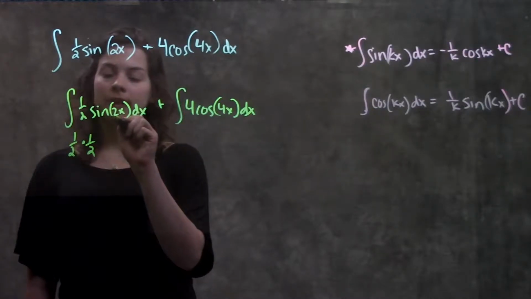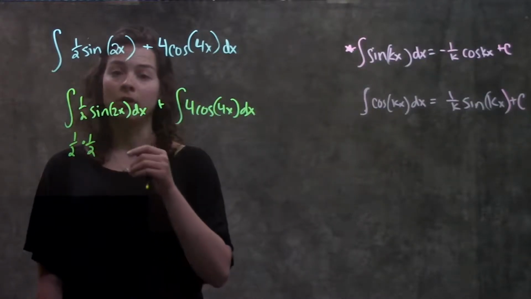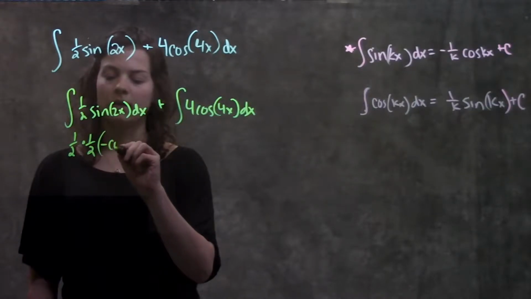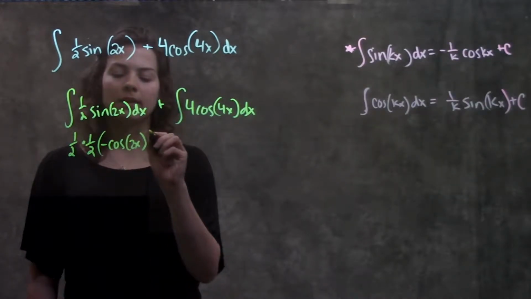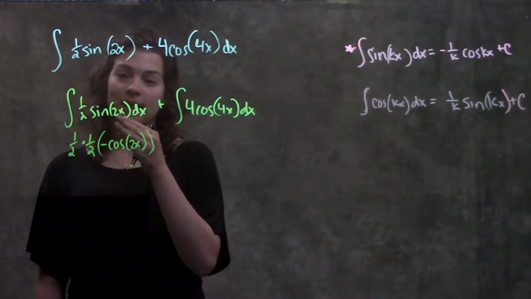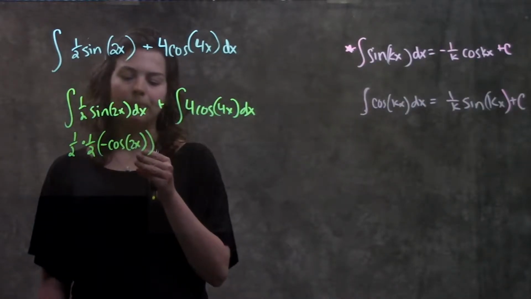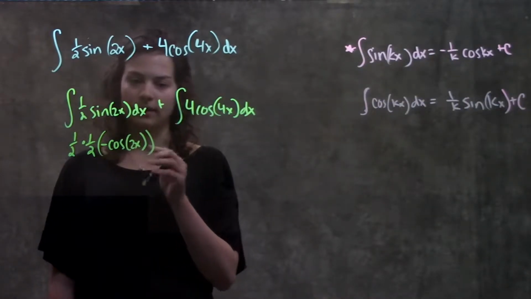And the integral of sine of something becomes negative cosine of that same something. Remember, whenever you take the derivative or integral, you can never change that inside angle. This will always stay the same. So I have minus cosine of 2x.